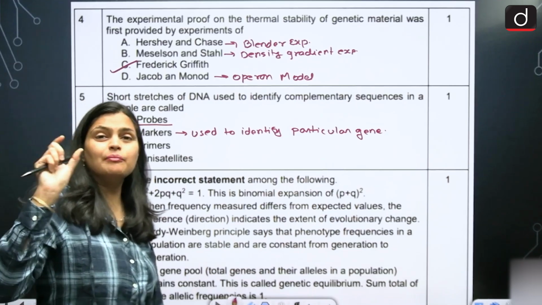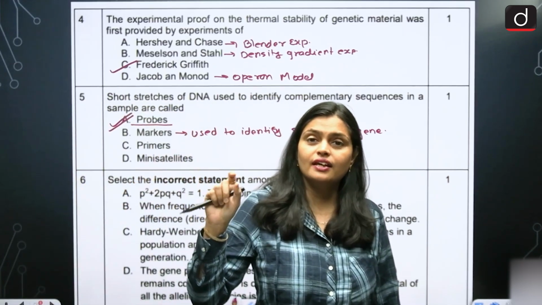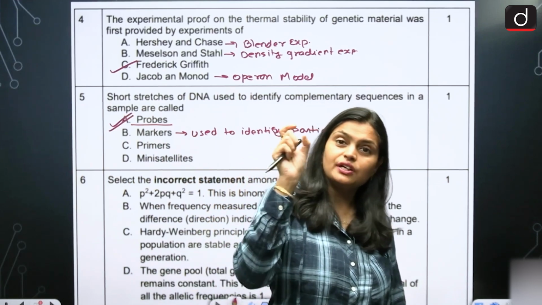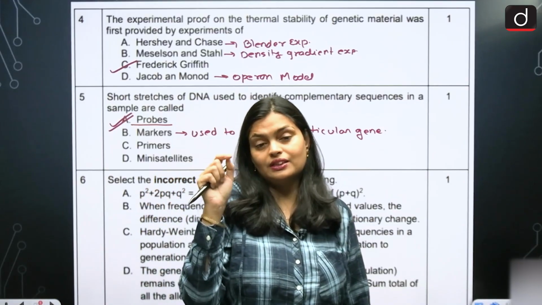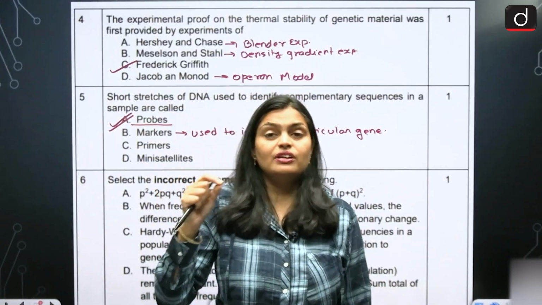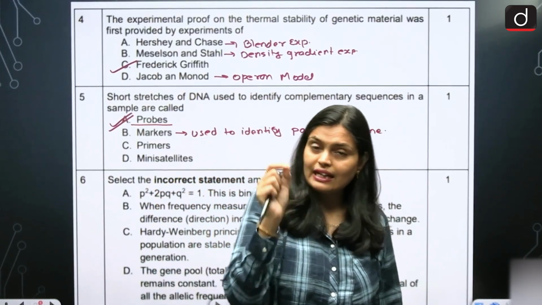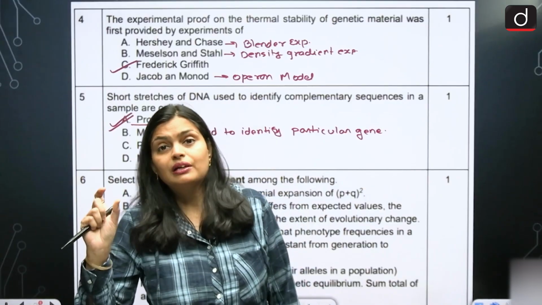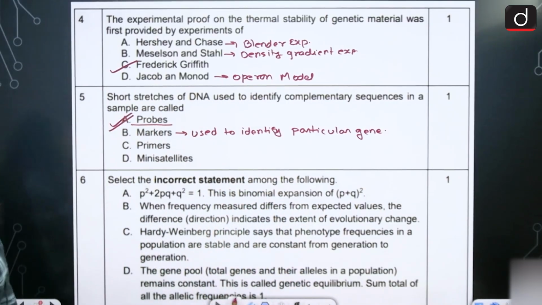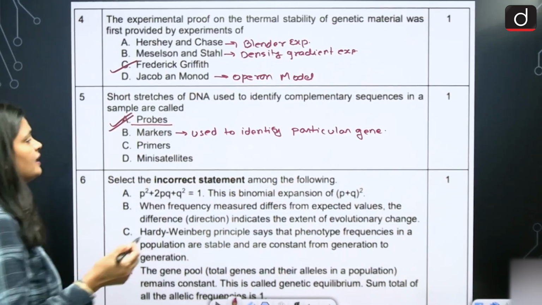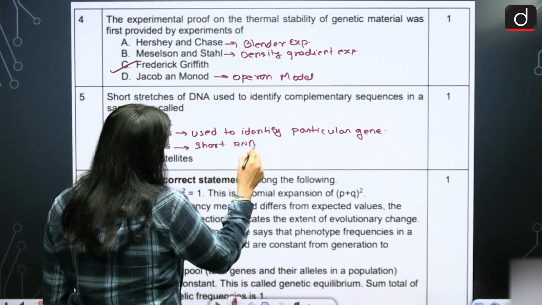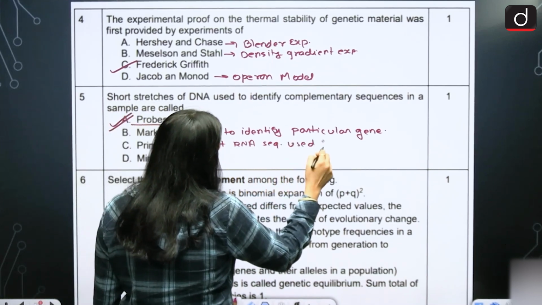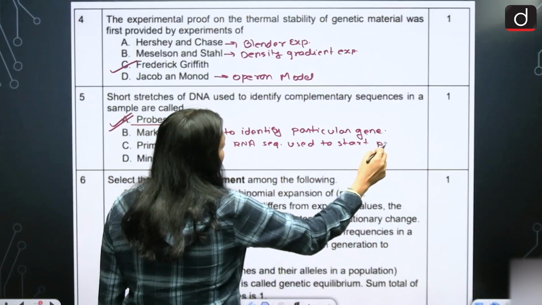Remember, during the replication of DNA, you need a primer. That primer will attach with the double stranded DNA. The primer attaches to the DNA, and then the DNA polymerase enzyme will come and attach to the primer and start adding nucleotides. So primer is a short RNA sequence used to start DNA polymerization.